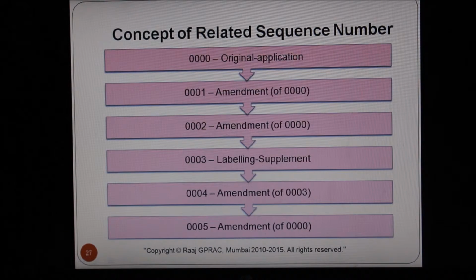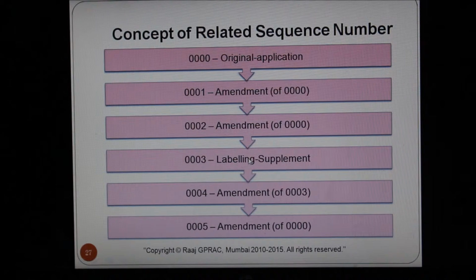So this is the concept of related sequence number. 0000 is your original application. 0001 could be an amendment of 0000. 0002 could be another amendment of 0000. 0003 could be your labeling supplement. 0004 could be an amendment of 0003. 0005 could be an amendment of the original application. So how do you correlate?